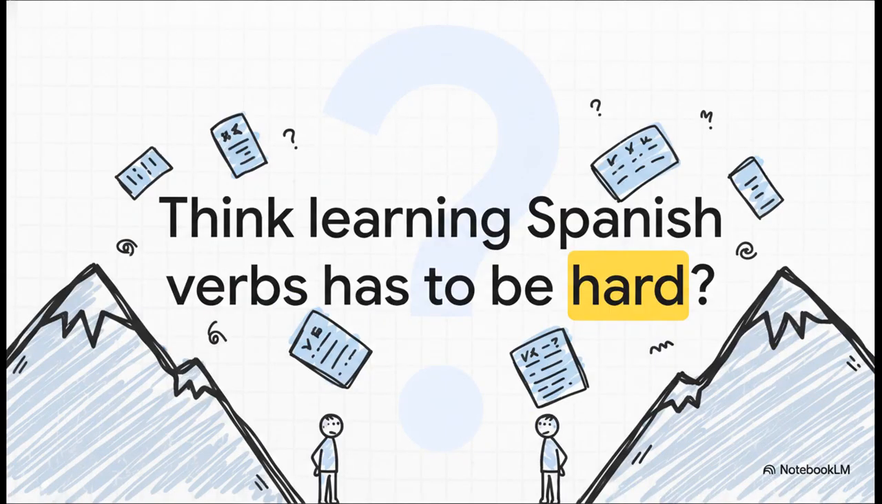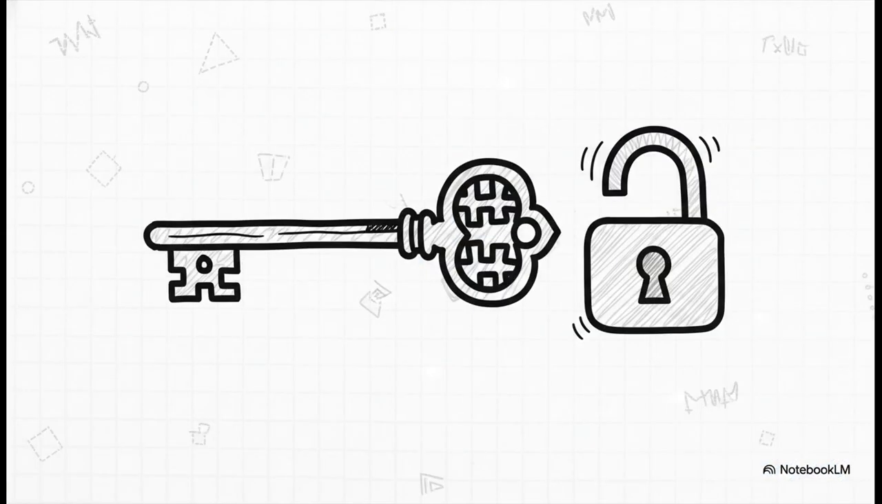You know that feeling, right? You see those endless verb charts, and the idea of memorizing everything just seems like this huge, impossible mountain to climb. A lot of people feel that way. But here's the thing. What if it's not actually about memorization? What if it's just about recognizing a pattern? There's a super simple, repeatable system that once you see it, you'll see it everywhere. And that's our goal today.